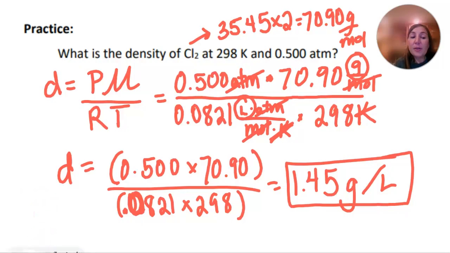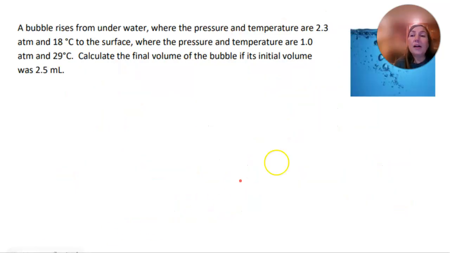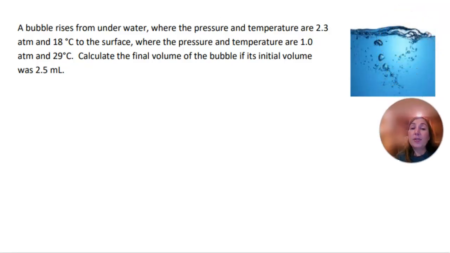Okay, so we could be asked to do some pretty funky things with our gas law problems, like find density. Here we've got a bubble that's rising from underwater, where the pressure and temperature are 2.3 atm and 18 degrees C. Okay, so that's our initial temperature. We've got a T1 of 2.3.